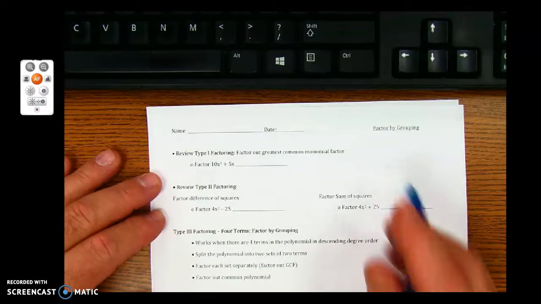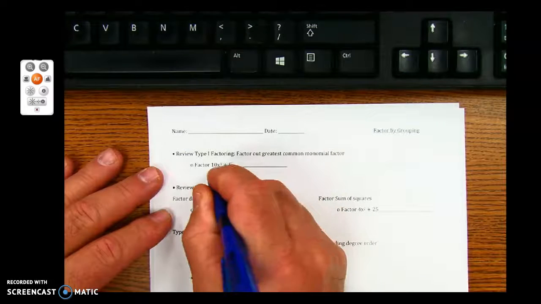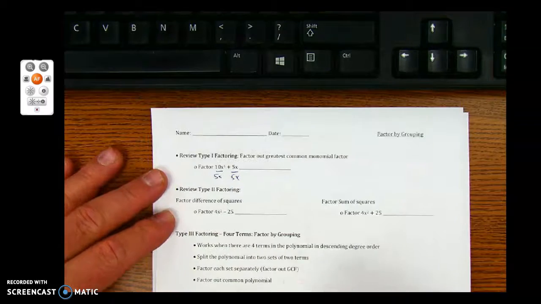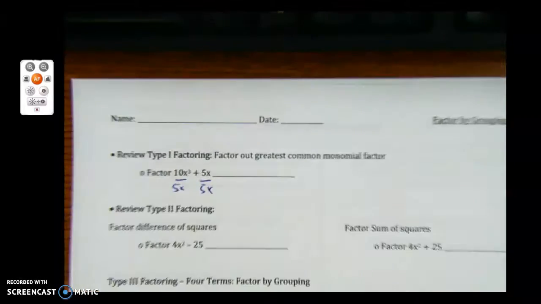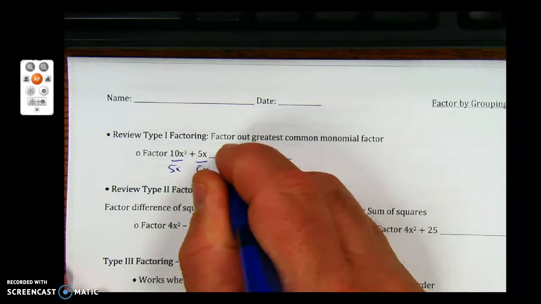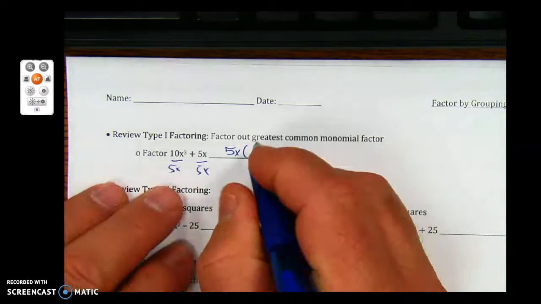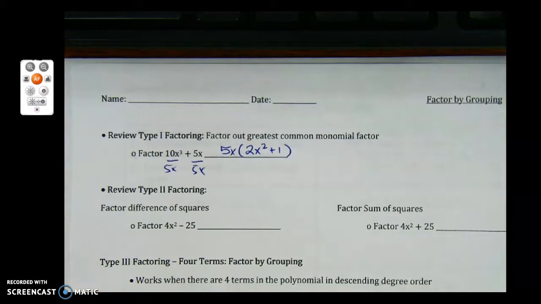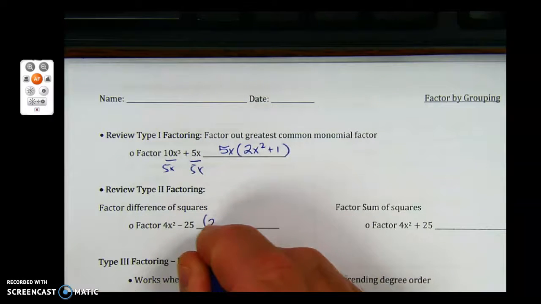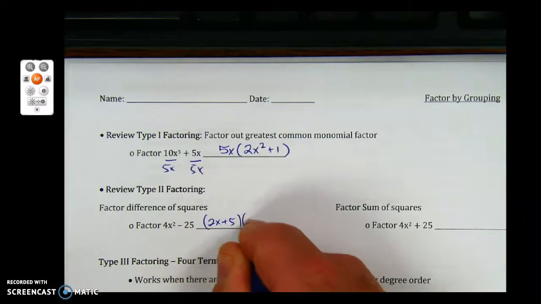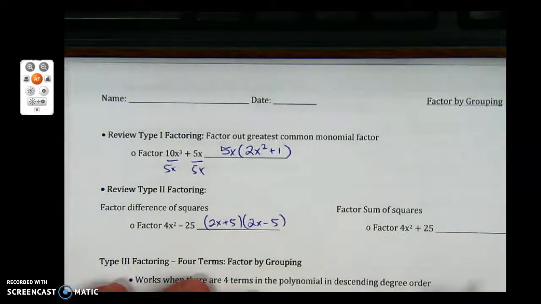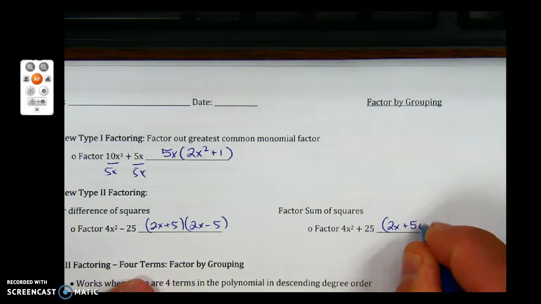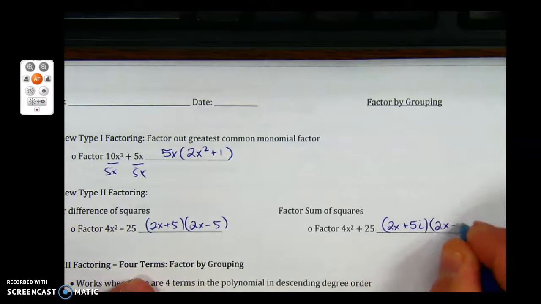Okay. Factoring by grouping. Real quick, let's make sure we know how to factor GCF. Take out a 5x. Let's zoom in a little bit. And so that gives us 5x times (2x squared plus 1). Okay. All right, difference of squares: 2x plus 5, 2x minus 5. Sum of squares: 2x plus 5i, 2x minus 5i.